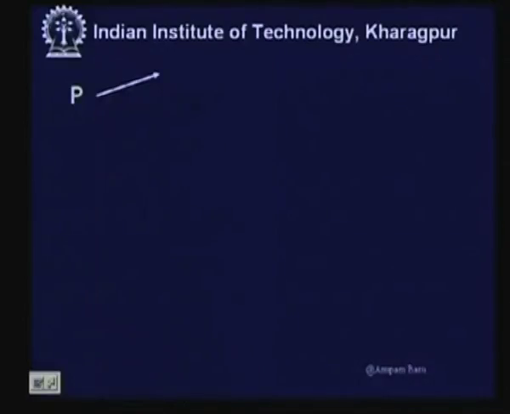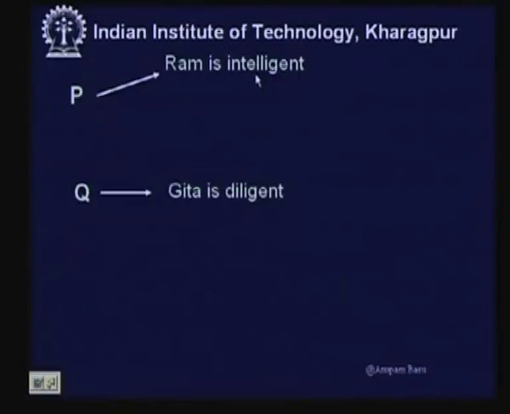Say again here, there is another example. P is labeled as Ram is intelligent, and Q is another statement which is saying Geeta is diligent. All right. Now, you can say that there is some hidden interpretation here. P, Ram is intelligent. Which Ram am I talking about? I must be meaning some Ram which is a constant that is subject to the way I have interpreted it.